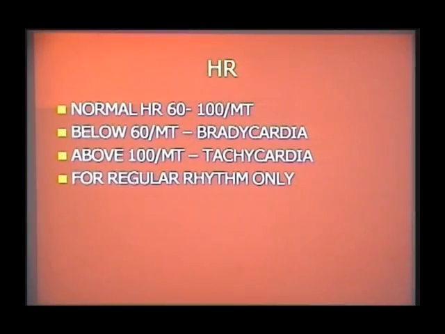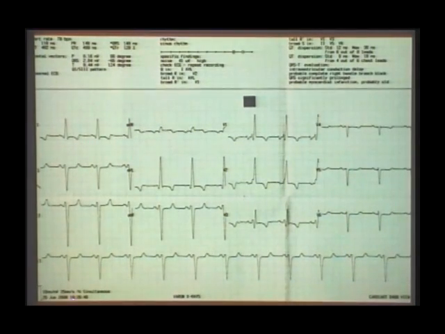So normal heart rate is 60 to 100 per minute. Below 60 is bradycardia. Above 100 is tachycardia, for regular rhythm only. So this is how we calculate the heart rate. Now you can see here, first make sure the speed of recording is 25 millimeters per second. Then you can take even L2, although the QRS complex is negative, very big QRS complexes are there. Take two adjacent QRS complexes in the same lead, for example L2.